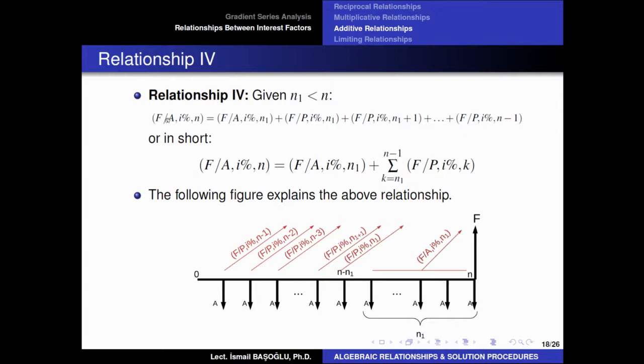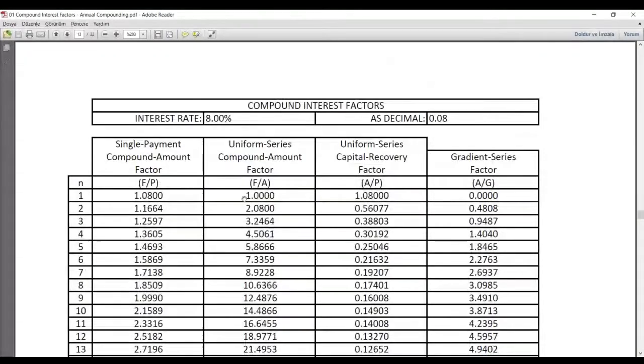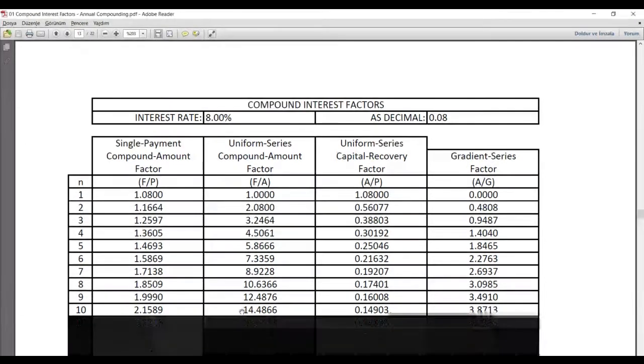Now I am just going to explain this from the compound interest tables again, and I'm going to share that table with you. We can choose any page to explain that. So let's just say we are interested in calculating the uniform series compound amount factor for 10 years under 8% interest rate. So this is our objective.